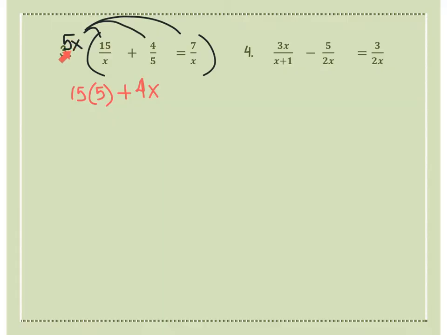When I distribute to the third term, 5x times 7 over x. What's going to divide to 1? What am I going to cross out? The x's. So all I have left is the 7 that was there and this 5. So I have the 7 and the 5 left because the x is crossed out. Now let's go ahead and solve for x. 15 times 5. Bring down the 4x. 7 times 5. Okay. How am I going to get x by itself? Subtract 75.